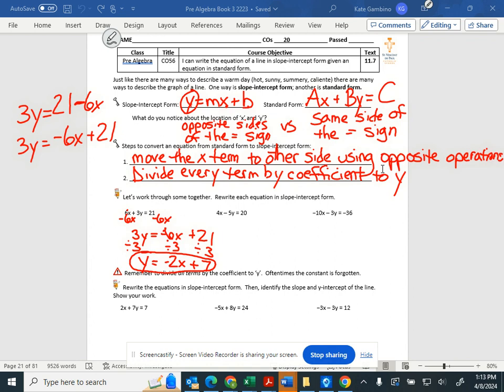Do we have to show our work? Yeah, you have to show your work. Most definitely.